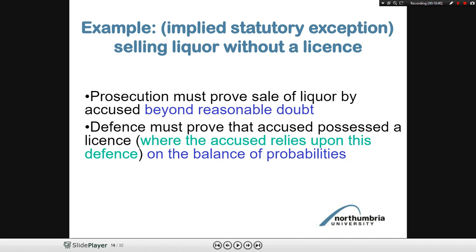For example, implied statutory exception, selling liquor without a license. The prosecution must prove the sale of liquor by the accused beyond reasonable doubt. The defense must prove that the accused possessed a license, where the accused relies upon this defense, on the balance of probabilities.